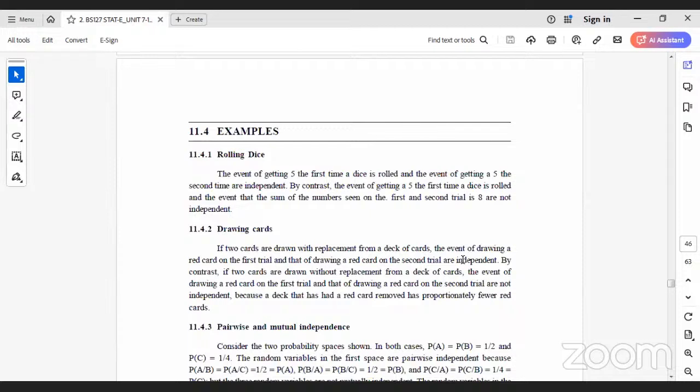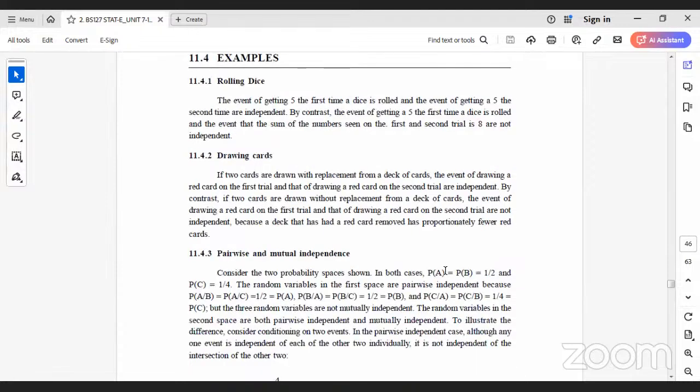Clear? Clear, sir. So rolling a dice: the event of getting a 5 the first time a dice is rolled, and the event of getting a 5 the second time, are independent. But the event of getting a 5 the first time a dice is rolled, and the event that the sum of numbers seen on the first and second trial is 8, are not independent.